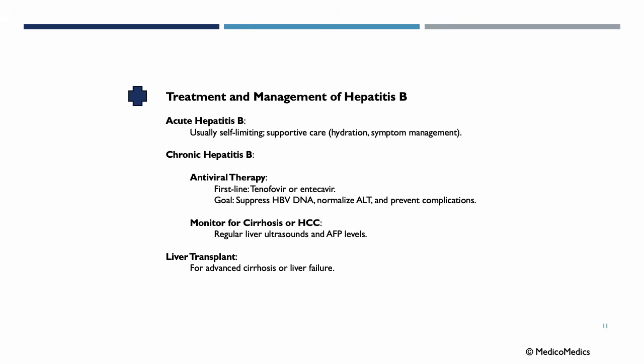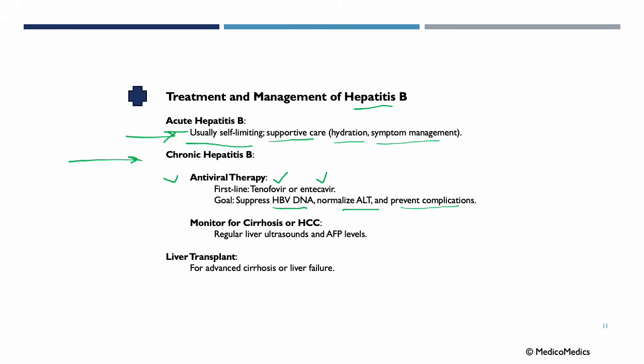Moving on then to treatment and management of hepatitis type B. So if we have an acute hepatitis B, it is usually self-limiting. Supportive care is enough, like hydration and symptom management. However, if it's chronic, we use antiviral therapy. So first line, tenofovir or entecavir. The goal is to suppress the DNA of the virus, normalize our ALTs, and prevent complications.